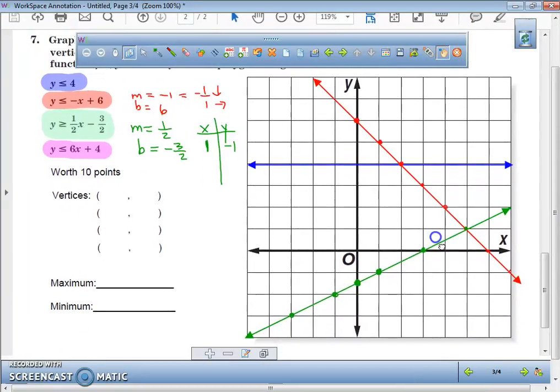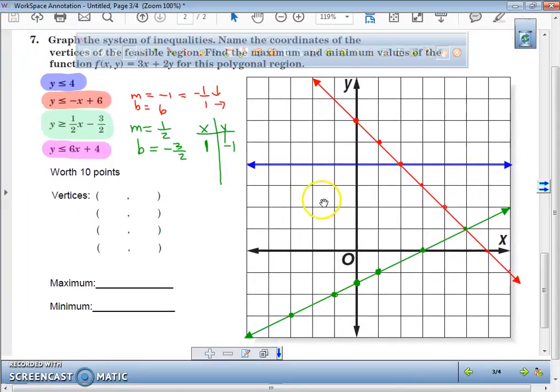Now, where are we going to shade this? We're going to shade everywhere above it. It says greater than or equal to. So right now, everybody, let me follow the hand right here. This area is going to be our solution region, right in this area right now. Okay?